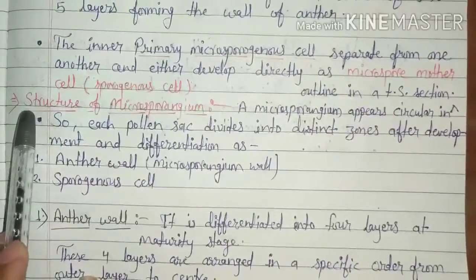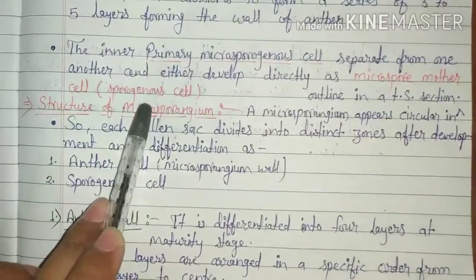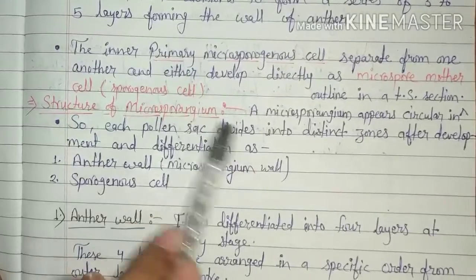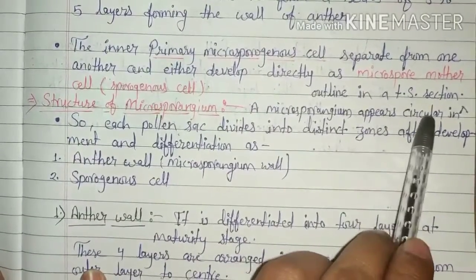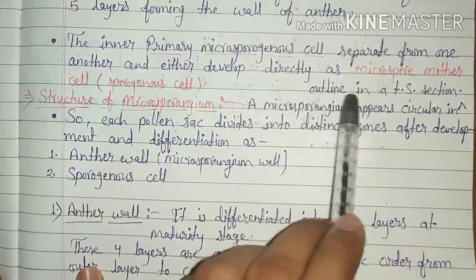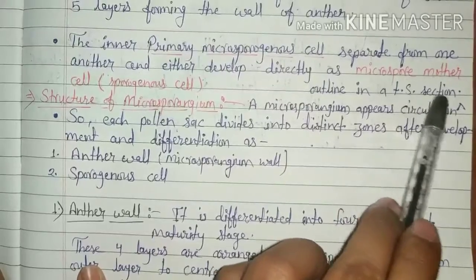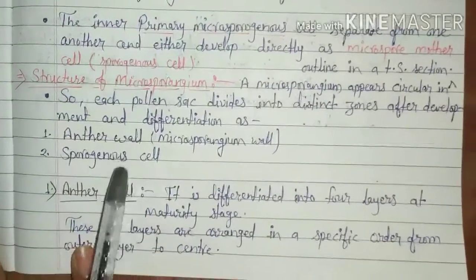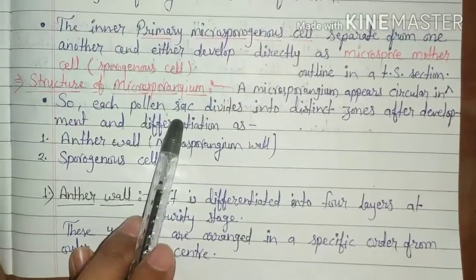Now, after development of microsporangium, we will talk about the structure of microsporangium. A microsporangium appears circular in outline in a transverse section. So, it has two parts, microsporangial wall and sporogenous cells.